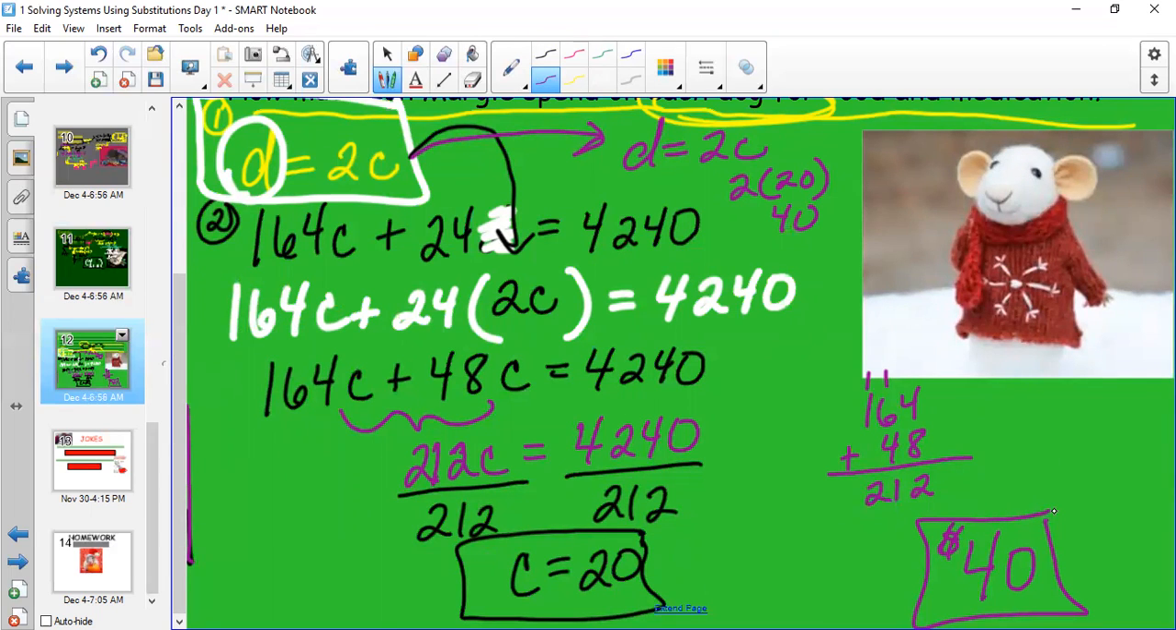All right, and these are a little bit tougher. We will be practicing these types of equations a lot and setting them up. That a lot of time is the hardest part.